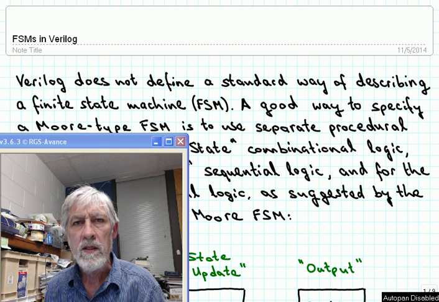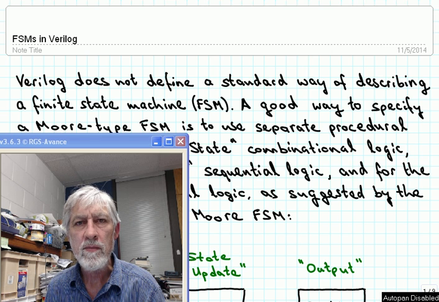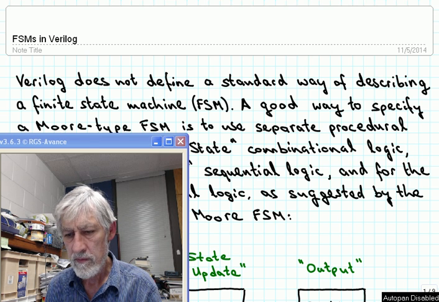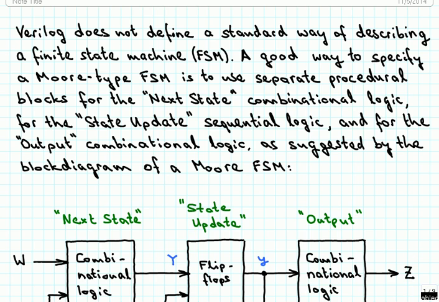In this video, we're taking a look at how finite state machines can be encoded in Verilog. We will look at both Moore-type finite state machines and Mealy-type finite state machines. Verilog does not define a standard way of describing a finite state machine.